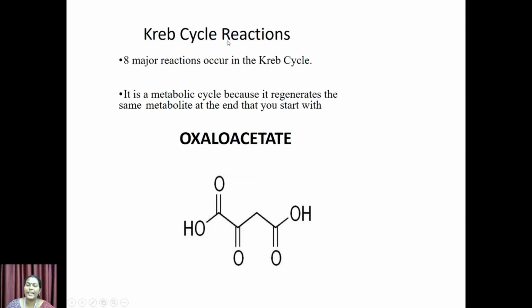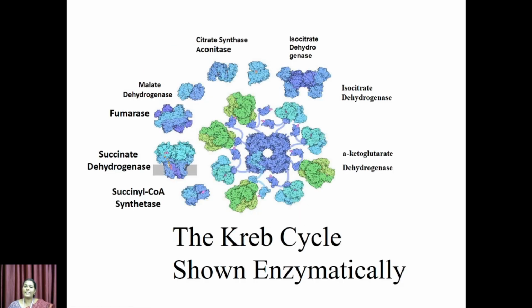Next, Krebs cycle reactions. 8 major reactions occur in the Krebs cycle. First, it is a metabolic cycle because it regenerates the same metabolite at the end that it started with, oxaloacetate. This is the chemical structure of oxaloacetate. Next, the Krebs cycle proceeds with the help of enzymes which are involved in the Krebs cycle.